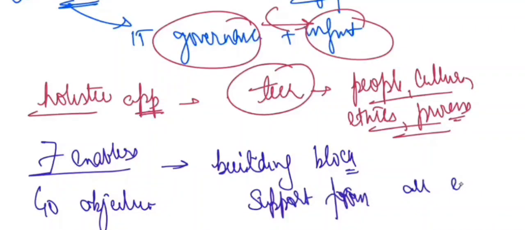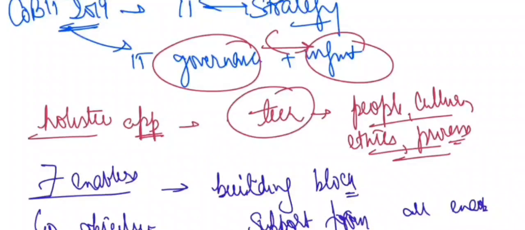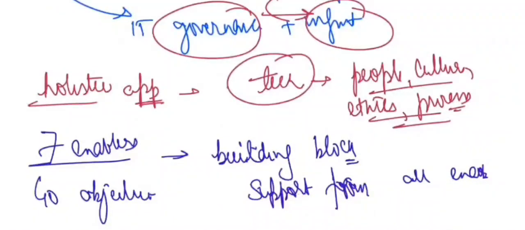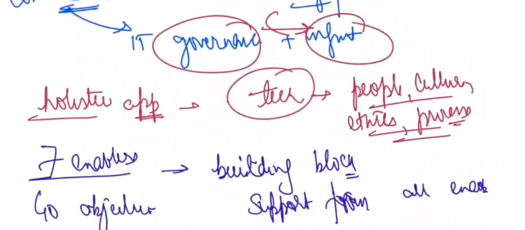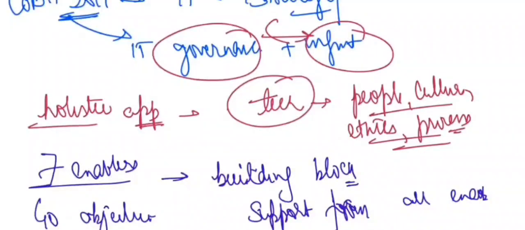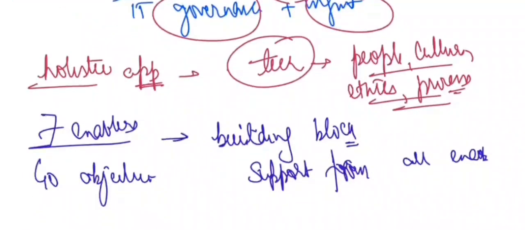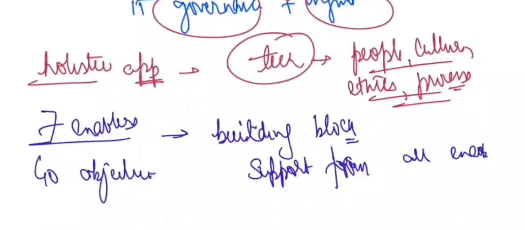So these are the key points. What we have discussed: first, COBIT is a framework for IT governance and management that helps business align IT with strategy. Second, it separates governance from management. Governance sets direction, management executes it. That is the difference. Then the holistic approach: it doesn't just focus on tech, it includes people, culture, ethics, process and structure. 7 enablers and 40 objectives are there.